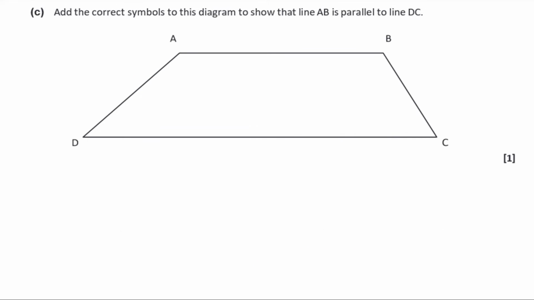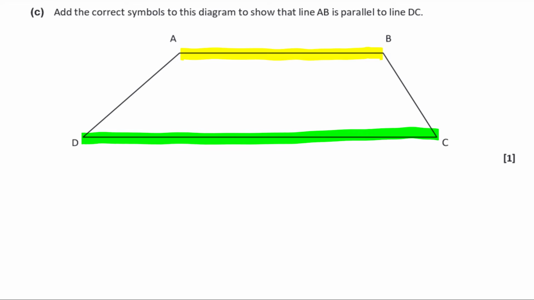Add the correct symbol to the diagram to show that AB is parallel to line DC. Well, this is AB and this is DC. So to show that these two lines are parallel, normally in maths we put those little chevrons on it. Okay, so like there and there.